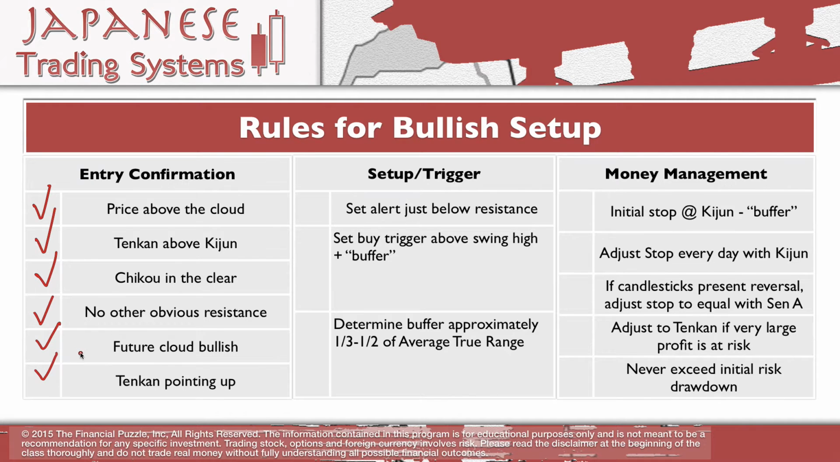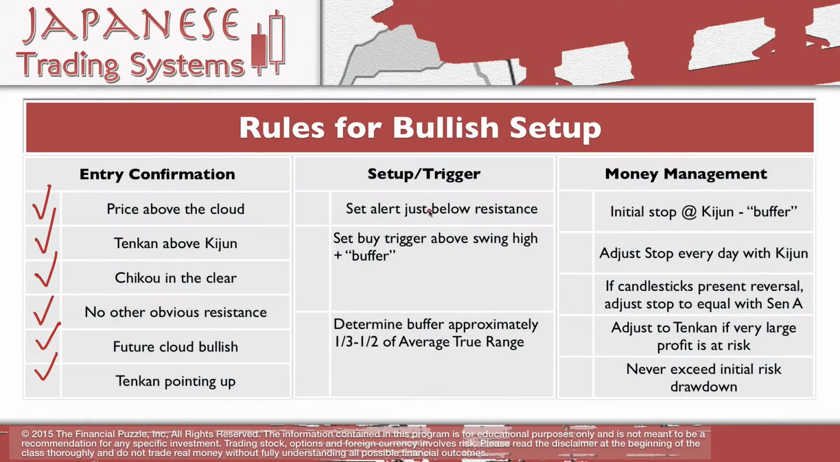These are the entry confirmations. All of these need to be met or else we do not take the trade. We do not even consider it unless all of the criteria are met. Next, let's look at the setup and the trigger.